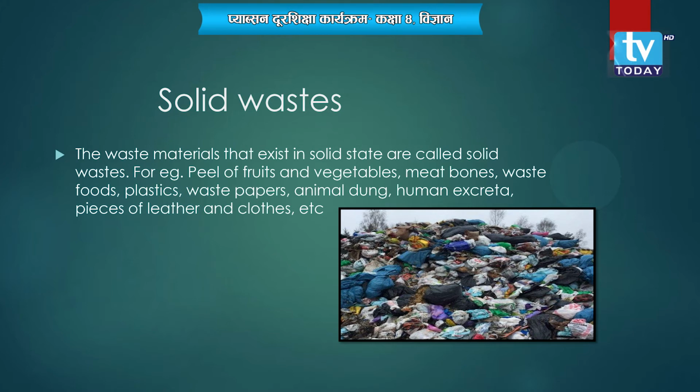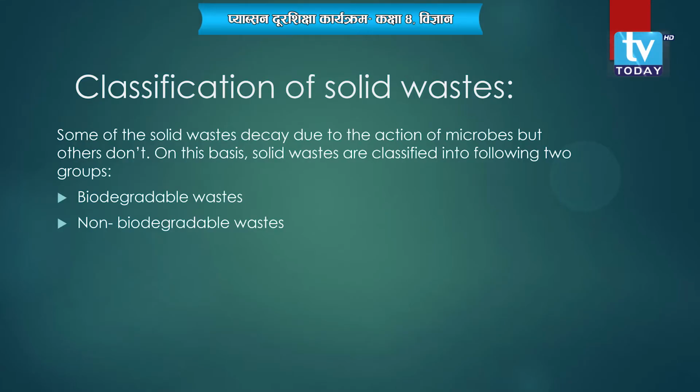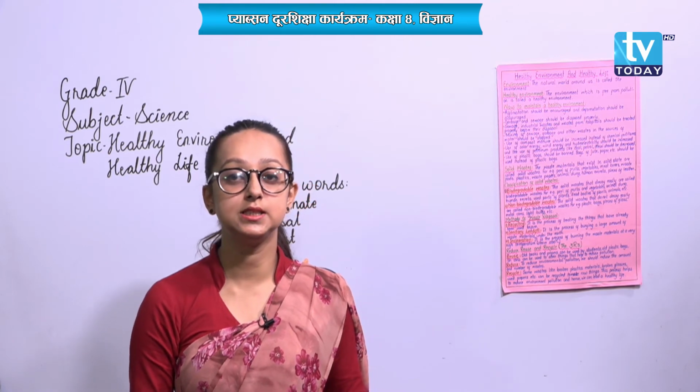And the examples: peel of fruits and vegetables, the outer covering of fruits and vegetables that we do not eat, the waste food that is about to be thrown. Those are the examples of solid waste. Some of the solid waste decay, whereas some of them do not decay, or they take many years to decay, okay. On this basis, solid waste is divided into two major groups: first is biodegradable waste and next is non-biodegradable waste. They are divided on the basis of decaying and non-decaying matters, okay.